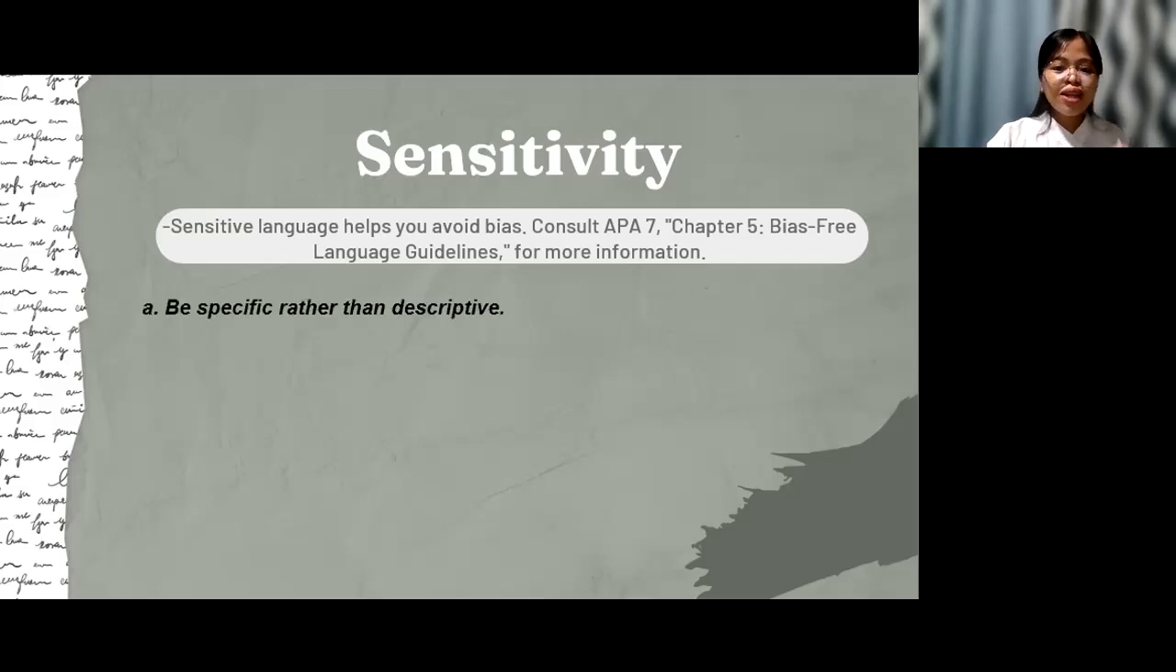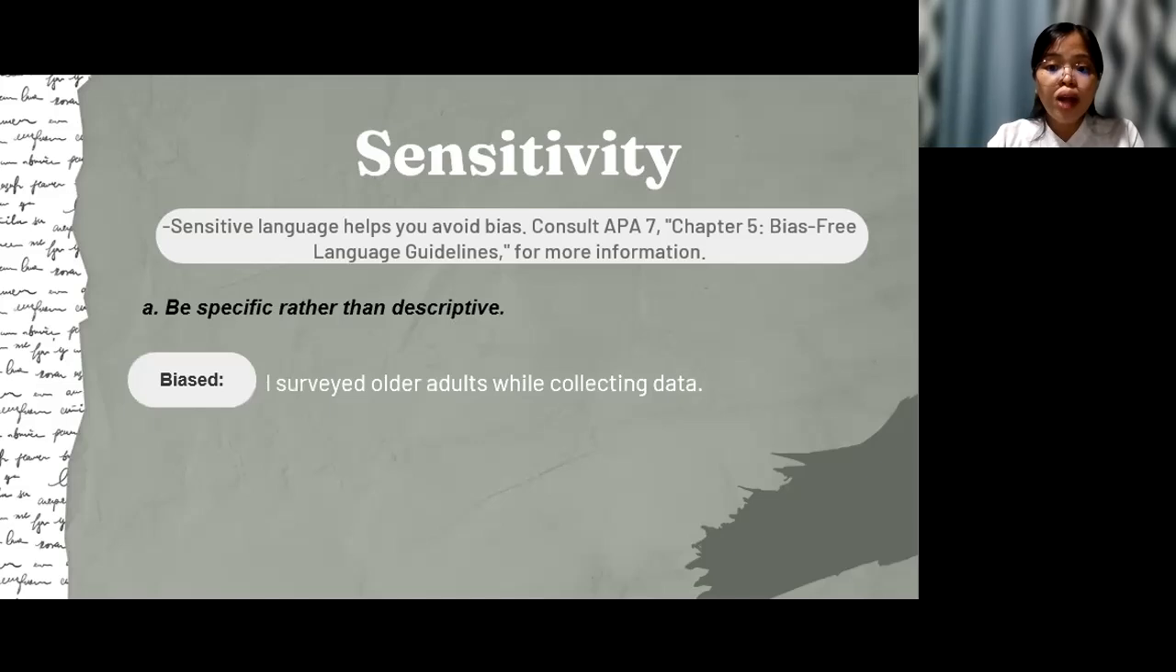Okay, so instead of being descriptive, we have to be specific. Let's have an example. I surveyed older adults while collecting data. Now, on the chat box, I want you to think of the specific age of that older adult while collecting data. What do you think is the age of those adults when you say older adults?